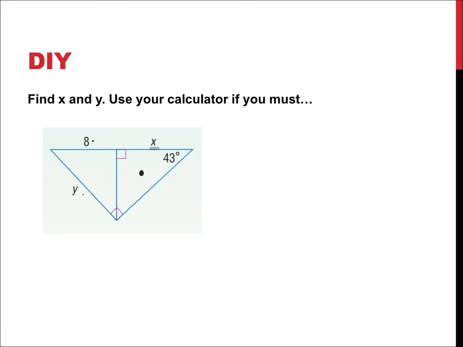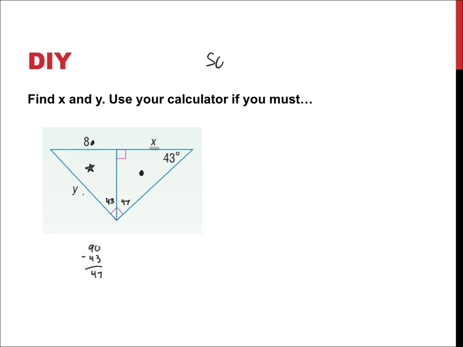Since this triangle over here is a right triangle, I'm going to solve for this angle over here. So that's 90 minus 43 is equal to 47. Okay? Which means that this angle over here is also 43. So now I'm in this triangle right here, and in this triangle I do have an angle and a side, the 8, so I'm going to use normal trig in order to solve for y.